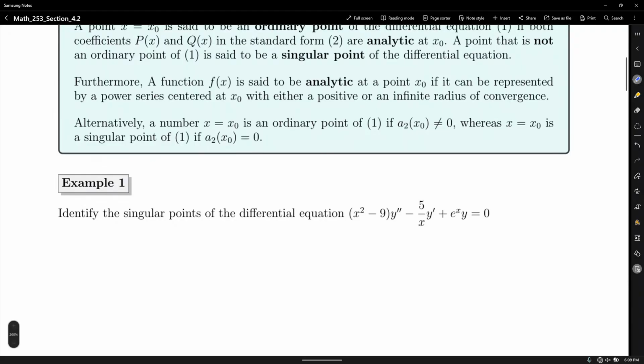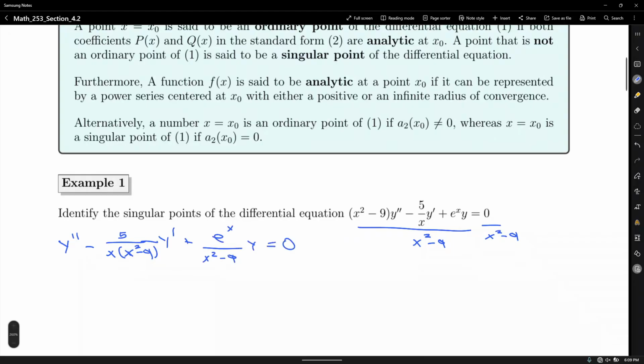So let's start by writing the equation in the required form. Divide both sides by x times x squared minus 9. That gives the equation y double prime plus 5 over x times x squared minus 9, times y prime, plus e to the x over x times x squared minus 9, times y, equals 0. Clearly, the singular points are the values that make the denominator 0 in the differential equation.